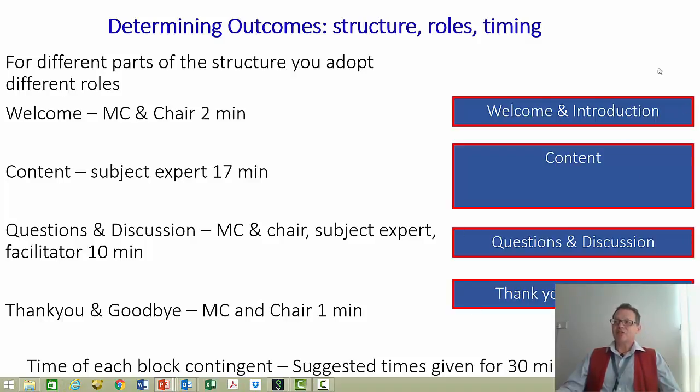Now, to have a sandwich, you need all of these things, and they're all important. And to make your presentation work best, you have to think about why each of these are important and how you're going to do it.